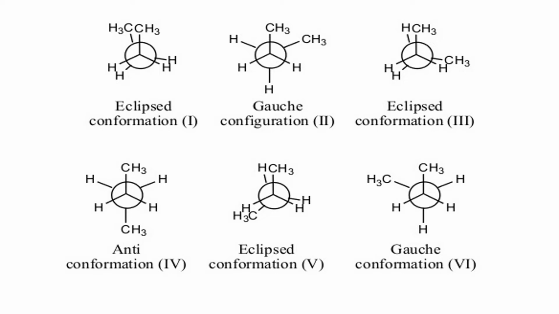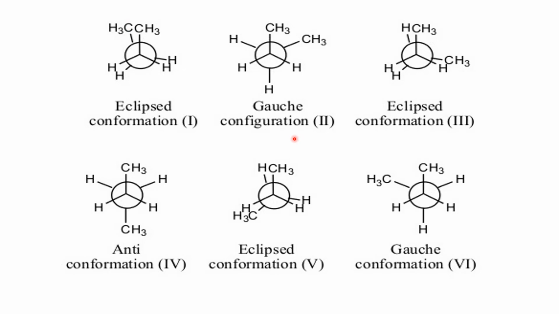See here, I am giving you some of the projection formulas. The first one is fully eclipsed. See here, in that fully eclipsed form, the CH3 groups are in one plane. That means the CH3 group of the second carbon atom masks the CH3 group of the third carbon atom.